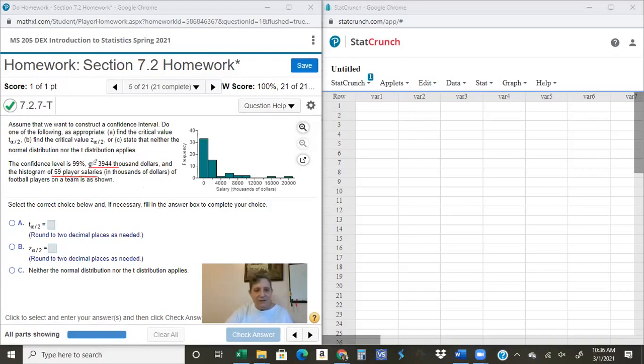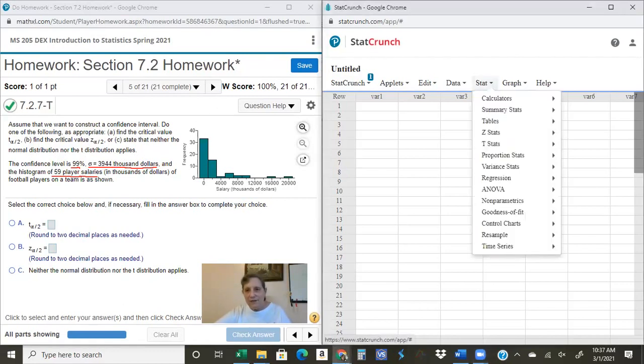Now they gave us a value for sigma, so even though this is not normal, we know that the mean values for all the sample sizes would be normal. So given the population standard deviation, we can go ahead and find a z value for this one. So let's come over here to StatCrunch.